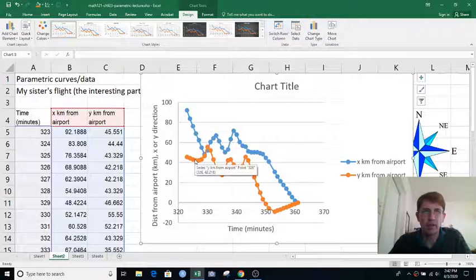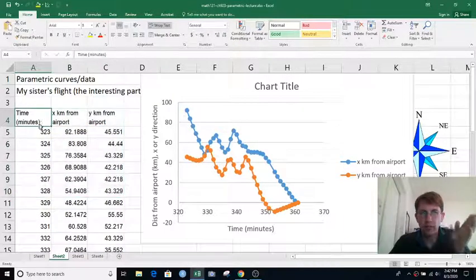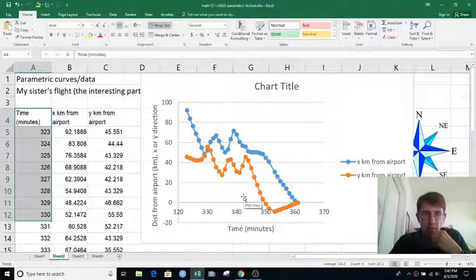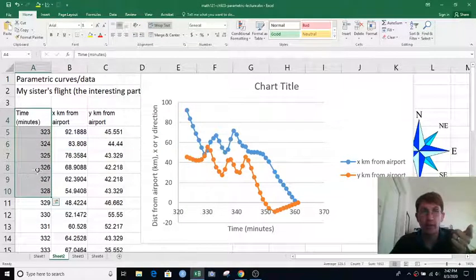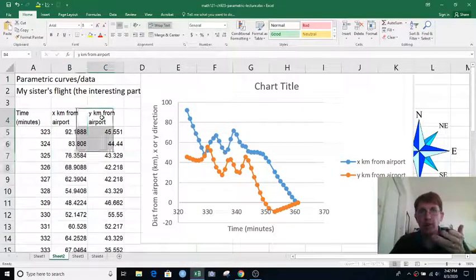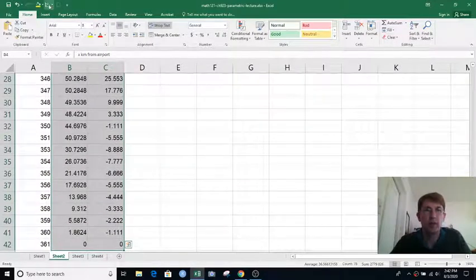Let's keep in mind that when you highlight a block of data in Excel, Excel uses whatever the leftmost column of what you highlighted as the x-axis. At least usually it does. Sometimes it decides not to do that. That's its own story. But if I want to plot the x location of her plane on the x-axis, I have to not highlight the time as the leftmost column. I have to highlight this as the leftmost column. And if I want the y location on the y-axis, I would do this. So I'm going to highlight just these two columns and plot that.